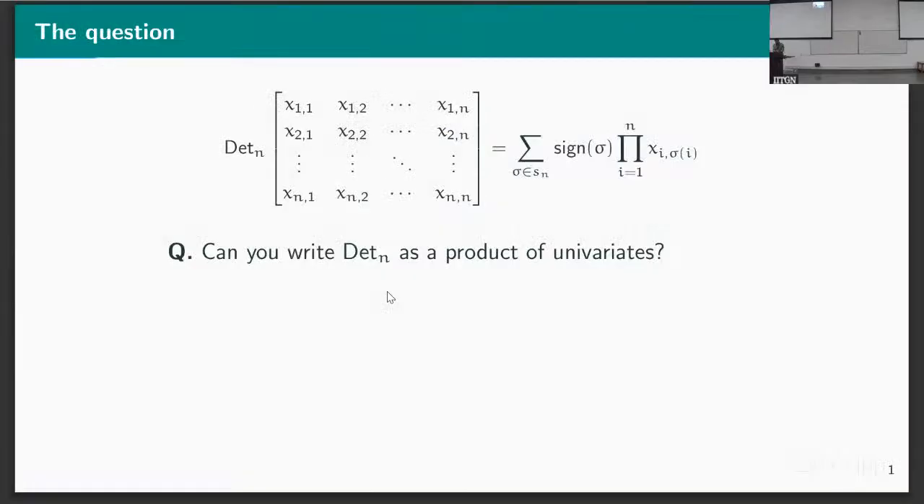Okay, so the next talk is by Anamai, and he's going to talk about ROABP and partial derivatives.